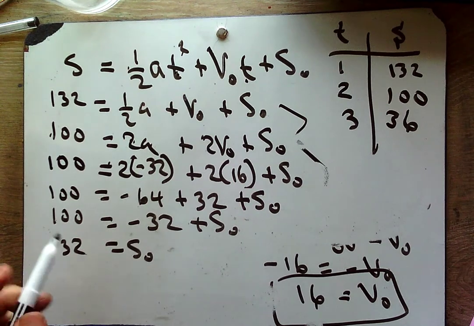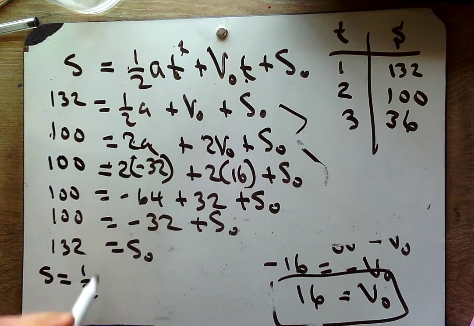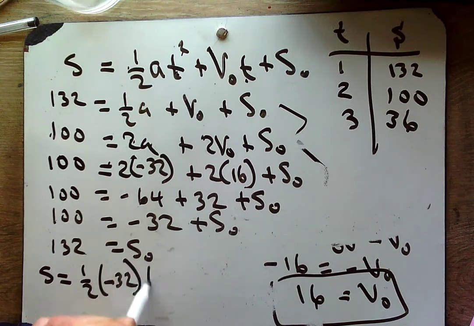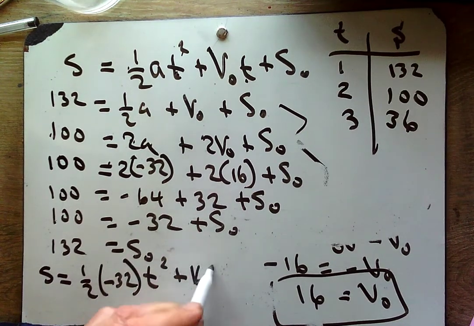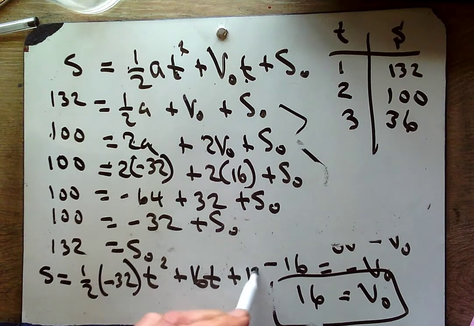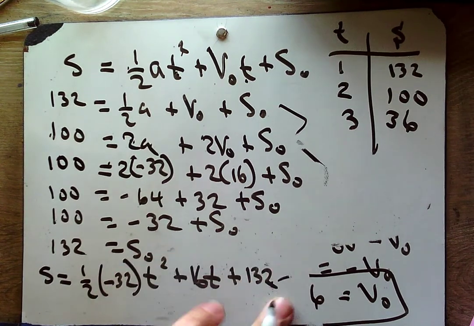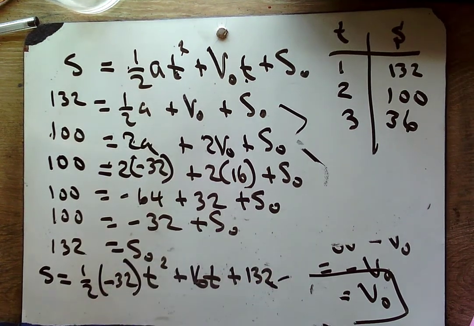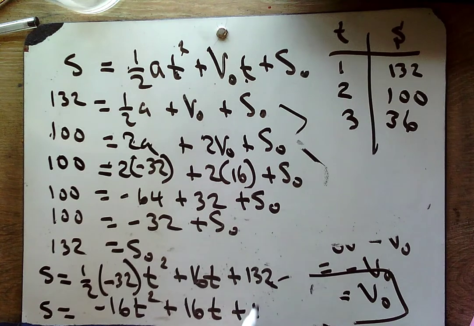Therefore, my equation for this parabola will be s equals 1/2 negative 32 t squared plus 16t plus 132. Yes, I'm going to tidy that up. S equals negative 16t squared plus 16t plus 132. And no, don't expect these always to be the same or opposites. That's just a fluke that's happening here.